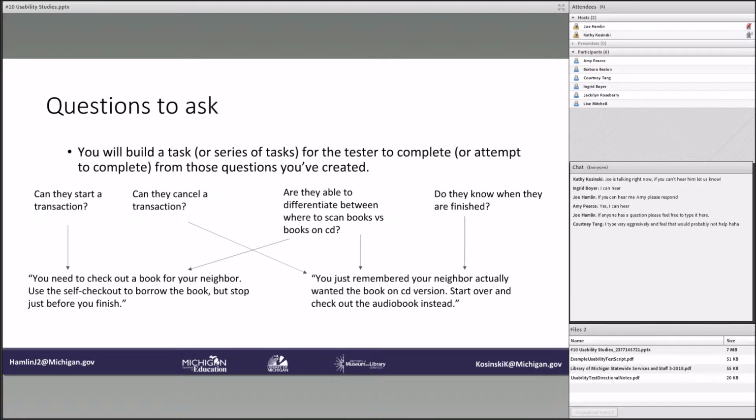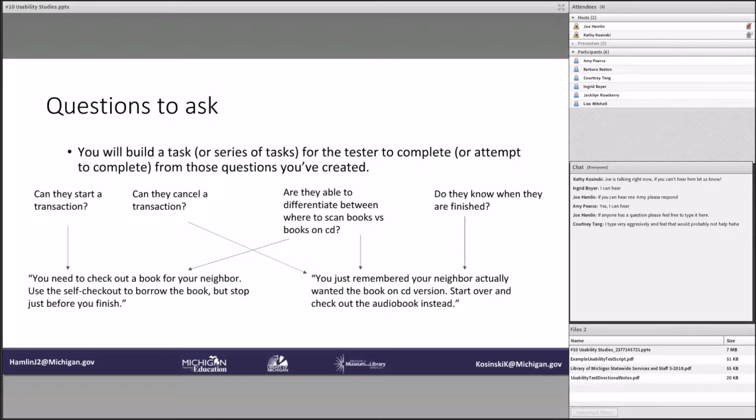And then the tasks. If you remember, we had all of these questions earlier from your goal question, about whether they are able to do these things. So you're going to build either a task or a series of tasks for the tester to complete from those earlier questions. So can they start a transaction? Are they able to differentiate between where to scan books versus books on CD? And you put them into a real world situation.